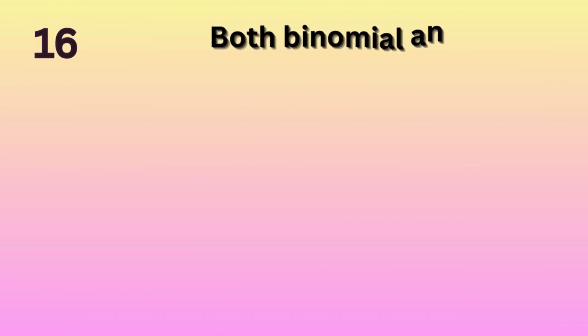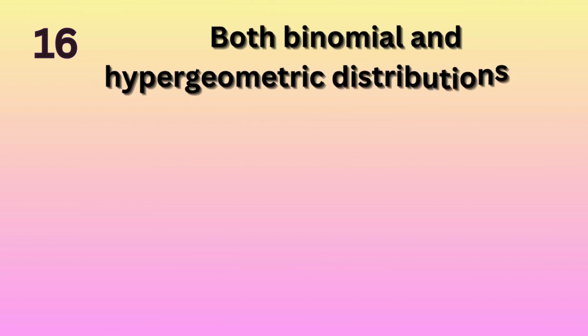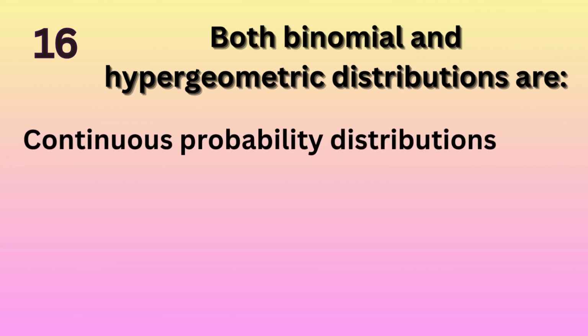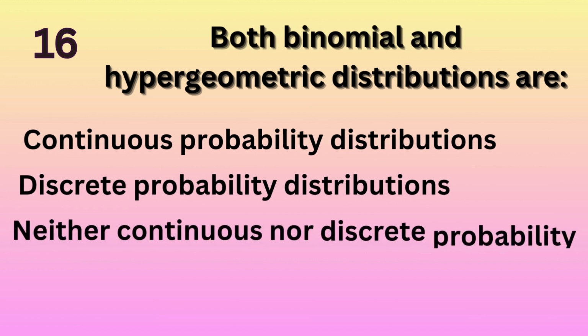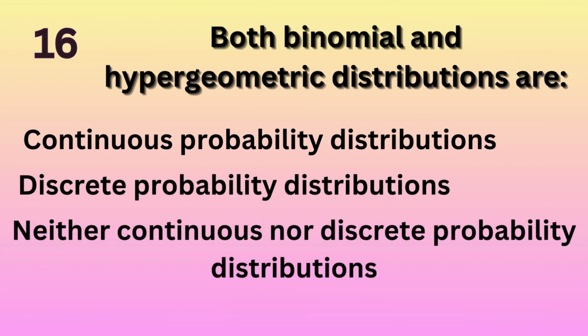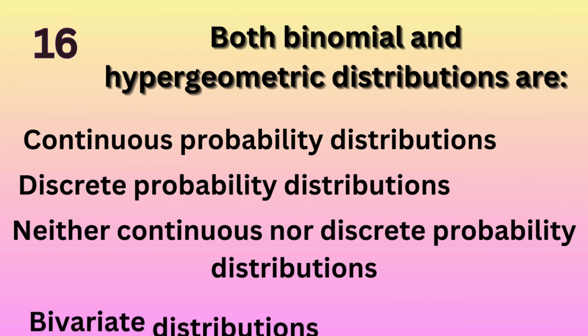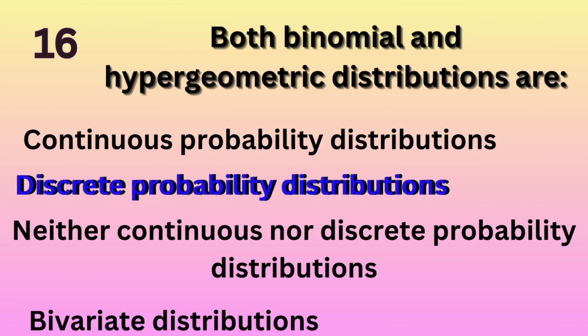Both binomial and hypergeometric distributions are: the options are continuous probability distributions, discrete probability distributions, neither continuous nor discrete probability distributions, bivariate distributions. The correct option is discrete probability distributions.